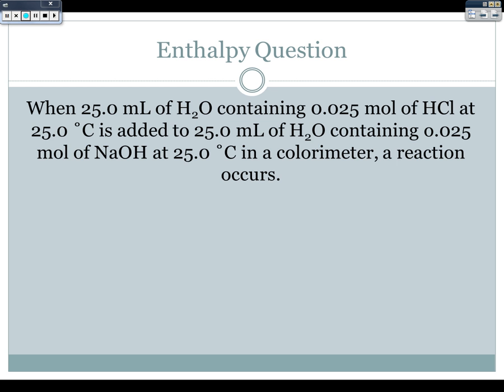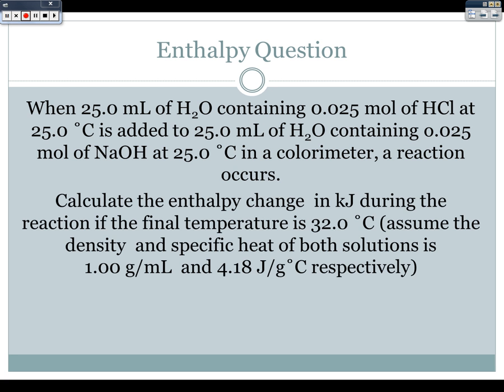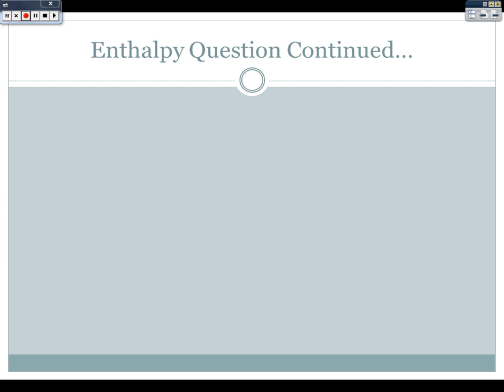So let's look at a question. When you have 25 mL of water containing 0.025 moles of HCl at 25 degrees Celsius, when that's added to 25 mL of water containing 0.025 moles of sodium hydroxide, also at 25 degrees Celsius, in a calorimeter, a reaction occurs. Calculate the enthalpy change in kilojoules during the reaction if the final temperature is 32 degrees Celsius. Assume the density and specific heat of both solutions is 1 gram per mL and 4.18 joules per gram degree Celsius, respectively. So let's look at that information again.